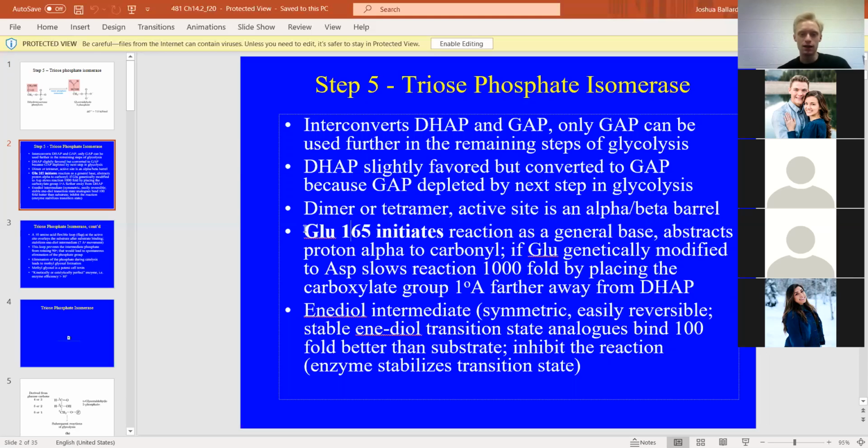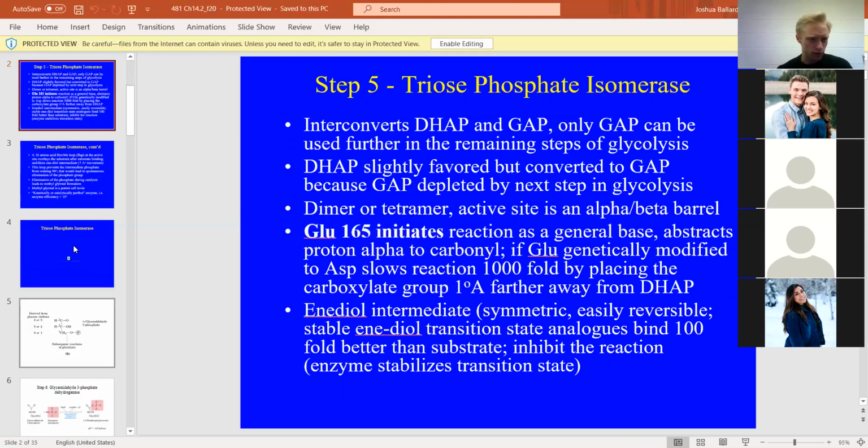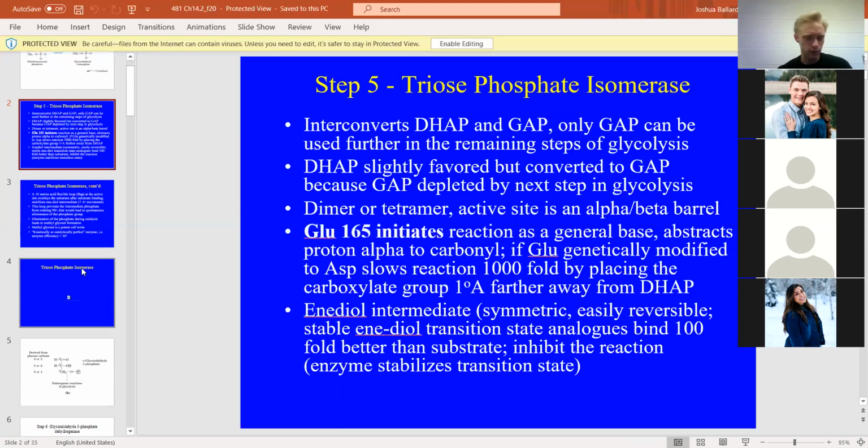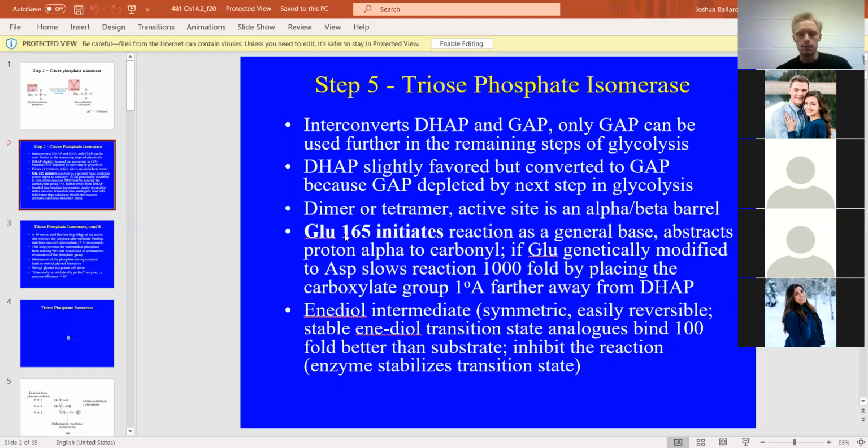Glutamic acid 165 initiates the reaction as a general base, so it abstracts the proton. I don't think the site gives the reaction mechanism, but this bullet point talks about what happens in the reaction mechanism.